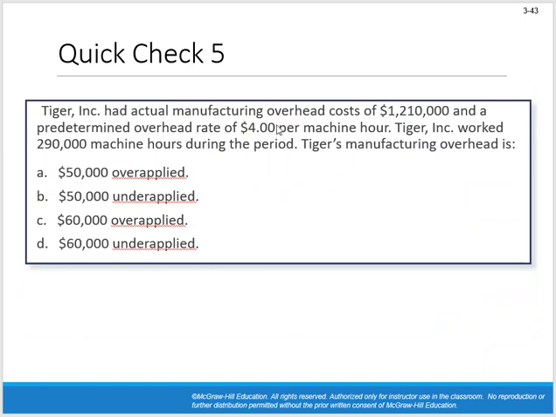Tiger Inc. had actual MO of $1,210,000 and a predetermined overhead rate of $4 per machine hour. Tiger Inc. worked 290,000 machine hours during the period, so their manufacturing overhead is going to be how much? So you need to compare the amount applied versus their actual and figure out how much they are under or over applied. Go ahead and hit pause while you do your math.